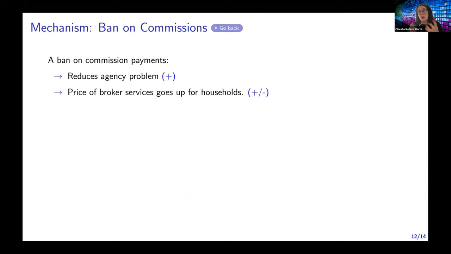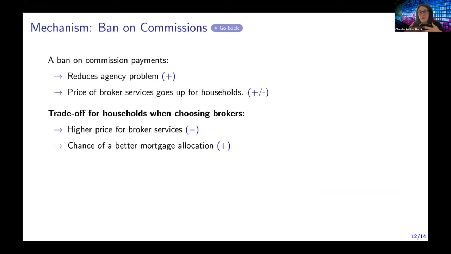Now, this can be good or bad. If I pay a higher fee, but I get a much better product, I might be okay with it as a consumer. Right, so there's a trade-off. I pay more, but I may get a better product. So it's not sure whether consumers like this or not.